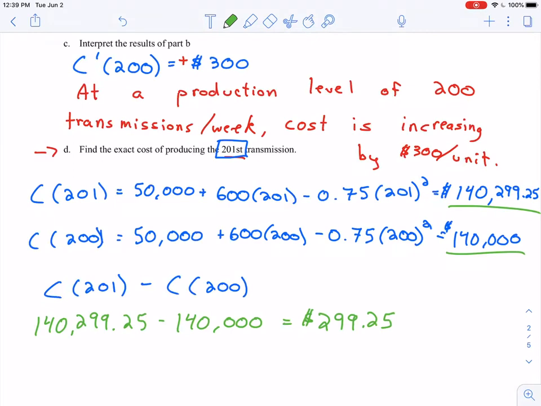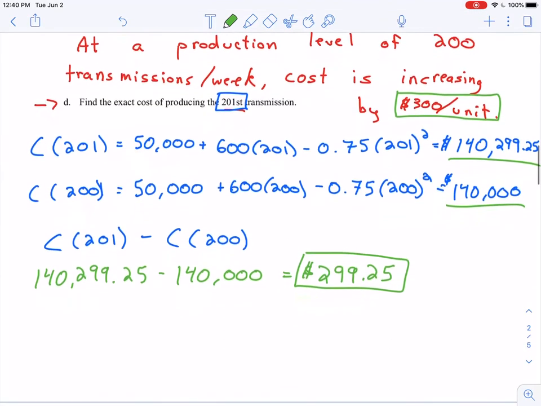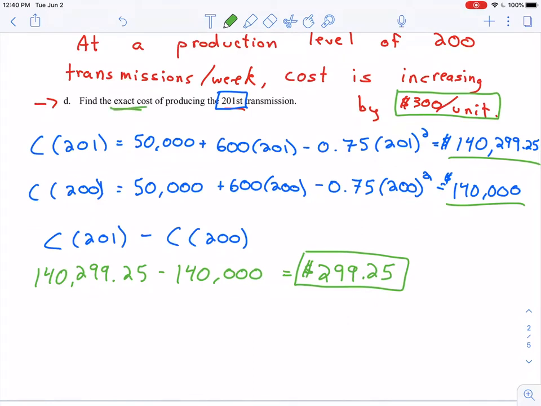And hopefully when you look at this, you can look at the answer to part C and notice, hey, $299.25, that is awfully close to that $300 per unit that we ended up with way back in parts B and C. So finding exact cost is a little bit tedious. I need to find c of x plus 1, then I need to find c of x, and then I need to subtract them, and boy, that's a whole lot of arithmetic.